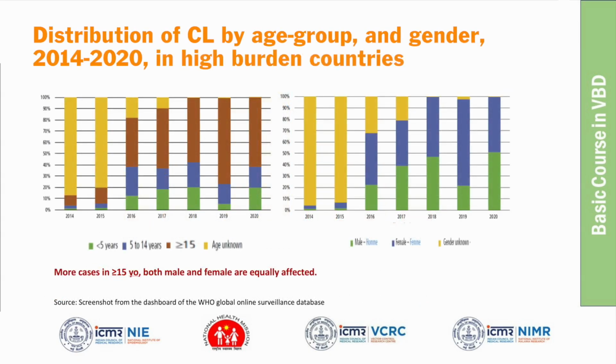If you see the next slide, it shows the distribution of CL cases by age group and gender between 2014 and 2020 in high burden countries. You can see more cases occur in the age class above 15 years, shown in brown color. Males and females are equally affected by this disease, as the green and blue shades in the bars show, whereas the most affected age class is 15 years and above, in brown, from 2016 to 2020.